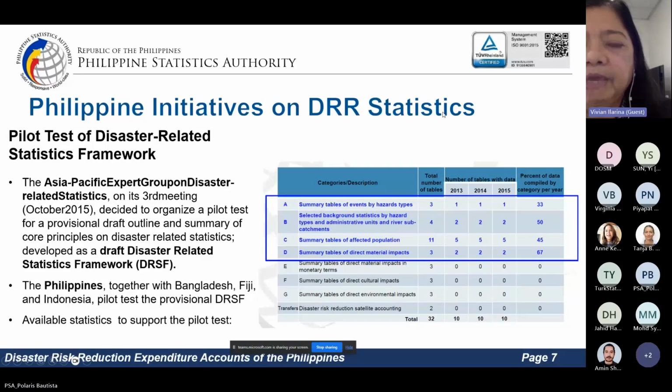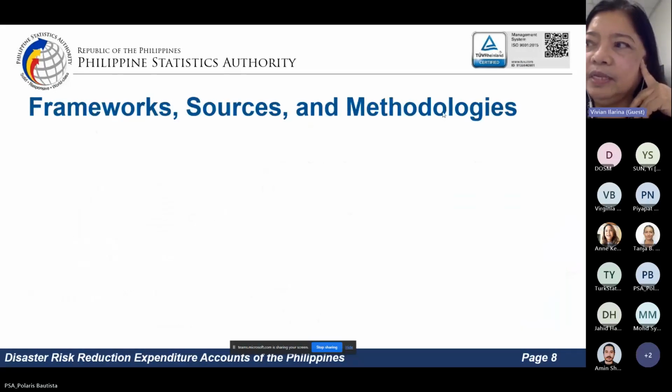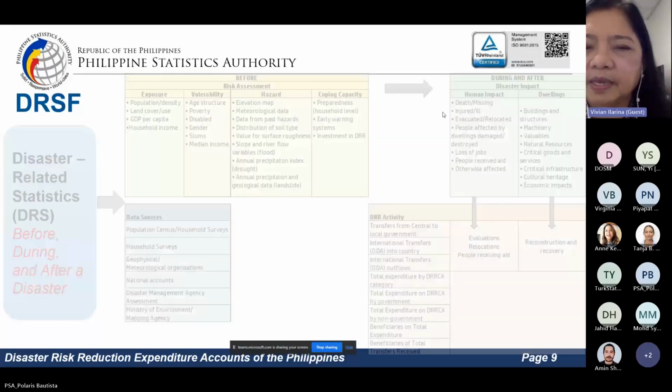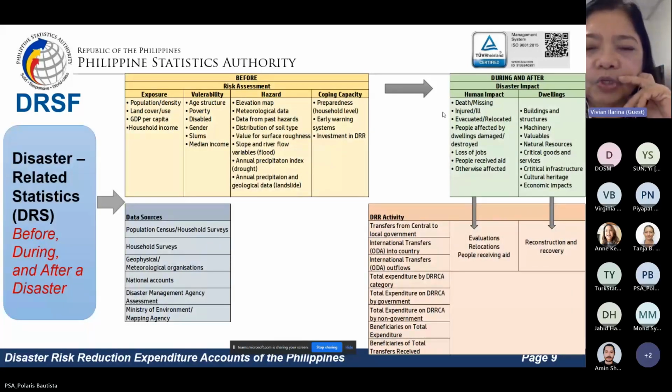Now, we follow the disaster-related statistics framework developed by the UN ESCAP. This is exactly the same framework that is promoted by ESCAP. On the next slide, this includes the statistics that support the DRRE. This is very important because, as we saw in the earlier presentations, we need to look at them by institutional sector: government, financial, non-financial, households, and even those coming to the Philippines from the rest of the world, and transfers from the central government to the local government.